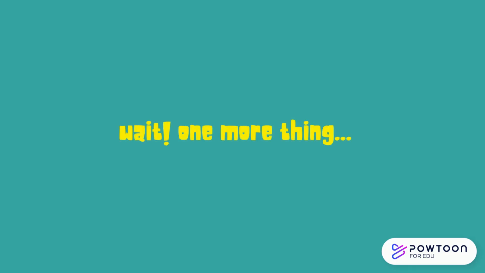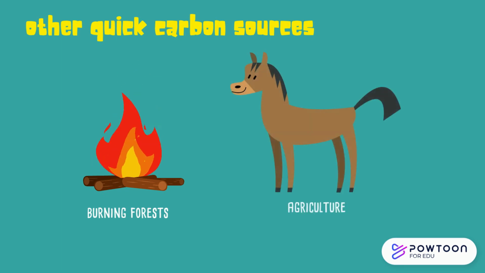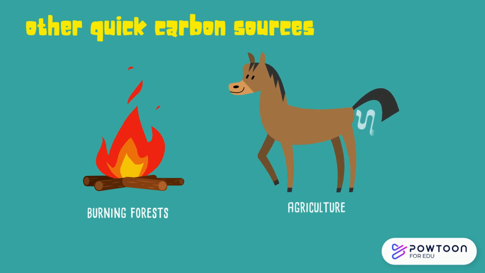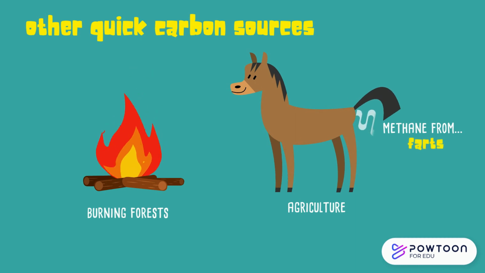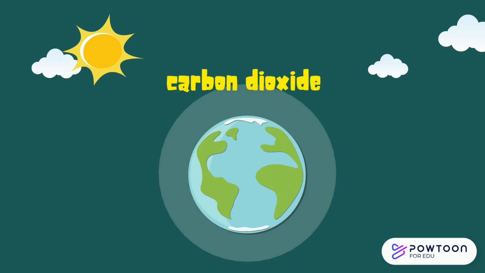Psst. Hey, if you're still listening, carbon is actually released in a few more ways. By burning carbon-rich forests, or in agriculture as methane released by, well, these two, believe it or not, have an impact on our global climate.